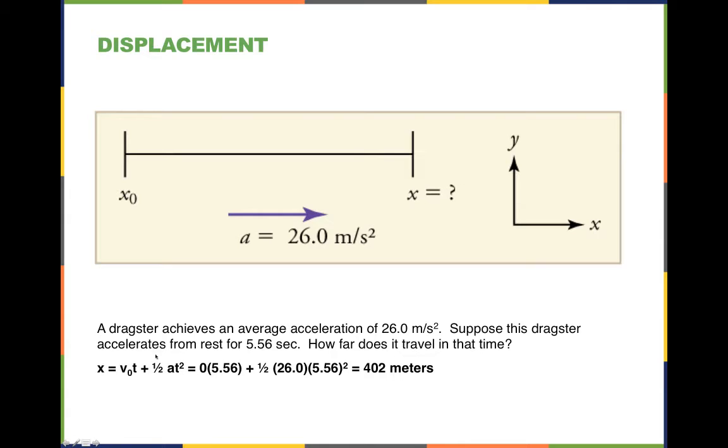So we take the equation we just derived, and we know this V0 is 0. He starts from rest. So that's 0 times the time, plus 1/2 times the acceleration times the time squared, which ends up being 402 meters. And that's positive, so that means it's traveled from left to right that far.